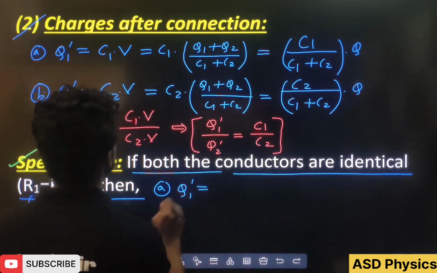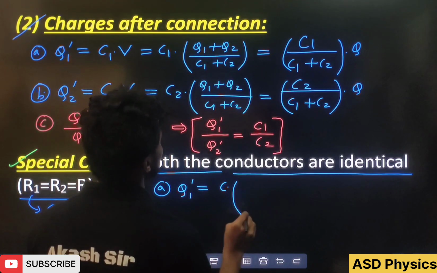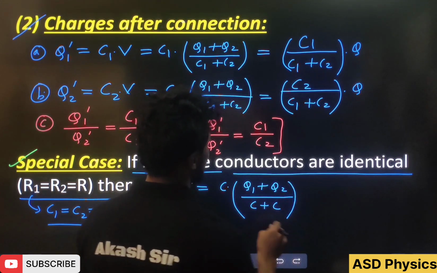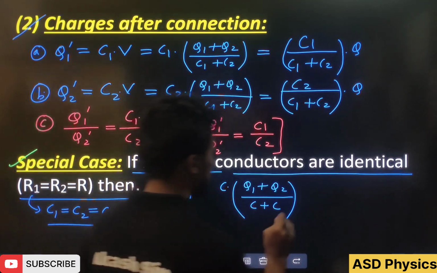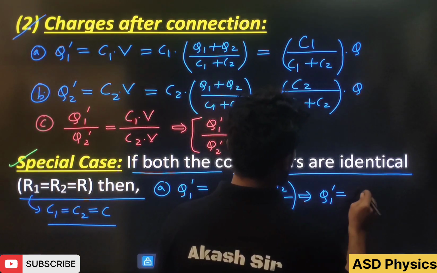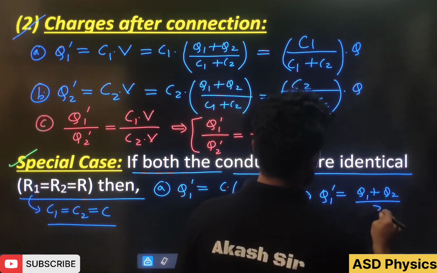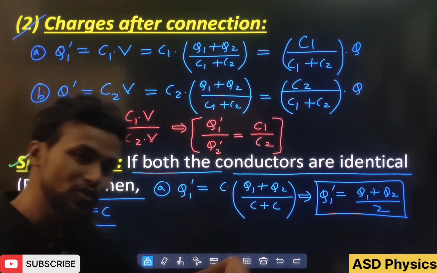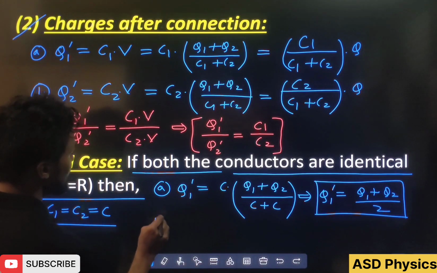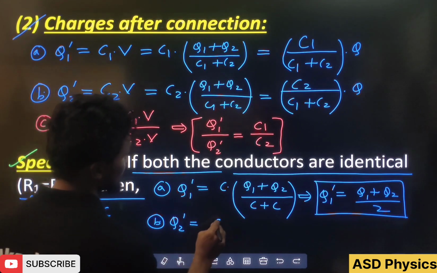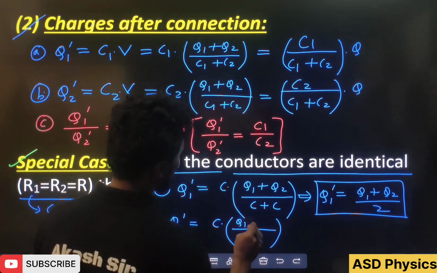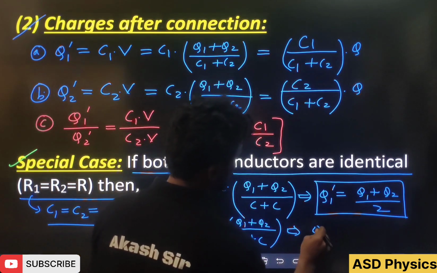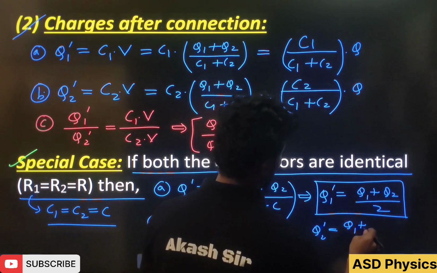So see this Q1 dash, what will this become? I can write C into Q1 plus Q2 by C plus C. C plus C means 2C, and one C cancels. For identical shape conductors only, this formula will be valid. Q1 dash equal to Q1 plus Q2 by 2, you can even write Q by 2, no problem. Similarly, Q2 dash is C into Q1 plus Q2 by C plus C, so Q2 dash equal to Q1 plus Q2 by 2.